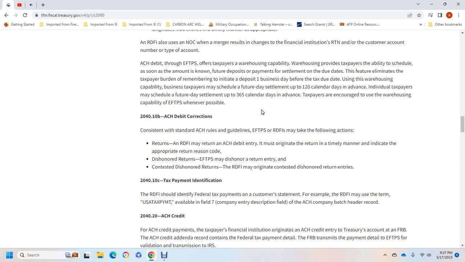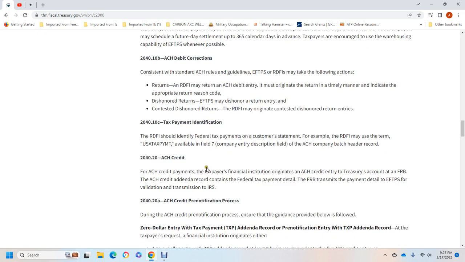2040-10C, tax payment identification. The RDFI should identify the federal tax payment on the customer statement. For example, the RDFI may use the term U.S. tax payment in field 7, company entry description field of the automatic clearinghouse company batch header record. 2040-20, automatic clearinghouse credit. For an automatic clearinghouse credit payment, the taxpayer's financial institution originates an automatic clearinghouse credit entry to the Treasury account at the Federal Reserve Bank. The automatic clearinghouse credit addenda record contains federal tax payment detail. The Federal Reserve Bank transmits the payment detail to the electronic federal tax paying system for validation and transmission to the IRS.